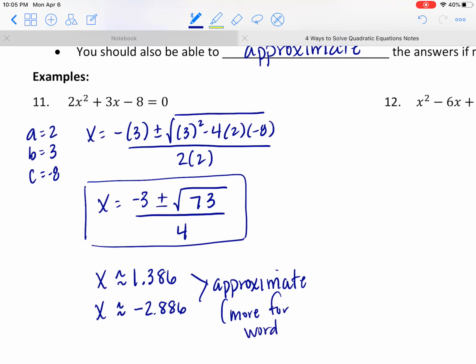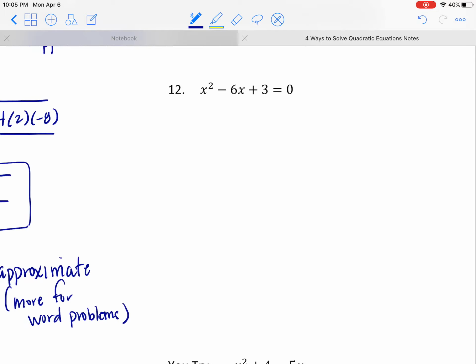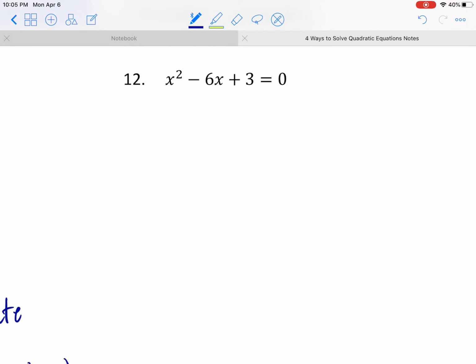Those aren't really necessary or useful unless you're looking at a word problem. More for word problems. If it's not a word problem, use the exact answers, but you should be able to approximate. Okay? All right, let's try this again.